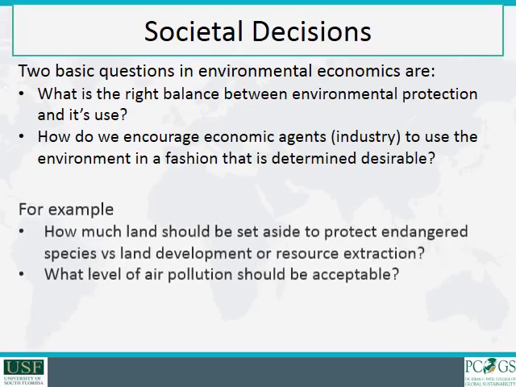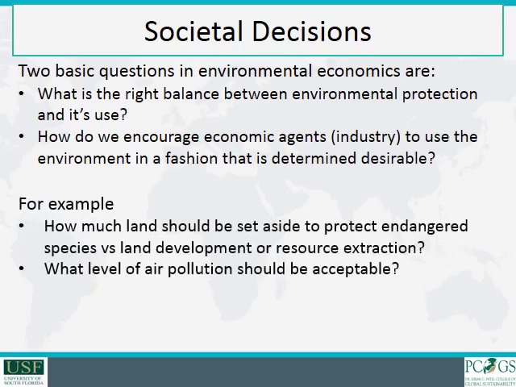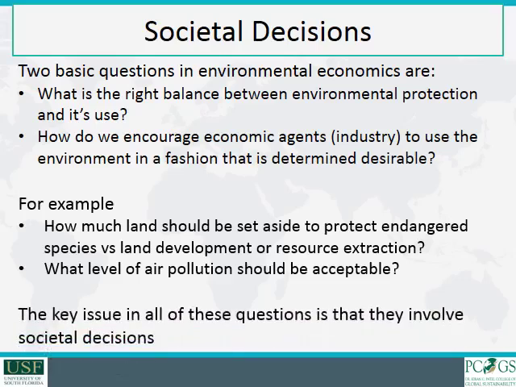For example, how much land should be set aside to protect an endangered species versus land that's put aside for land development or resource extraction? And what level of air pollution should be considered acceptable? The key issue in all of these questions is that they involve societal decisions. Social choice theory attempts to address this issue, and we'll go into social choice theory only briefly here.